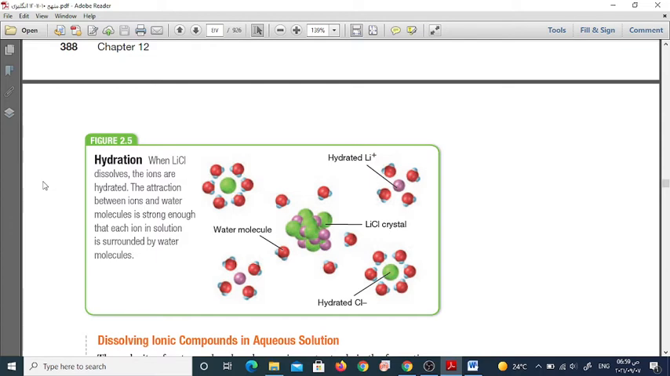Okay, hydration. When you have a salt and the solvent is water, we call this process hydration.